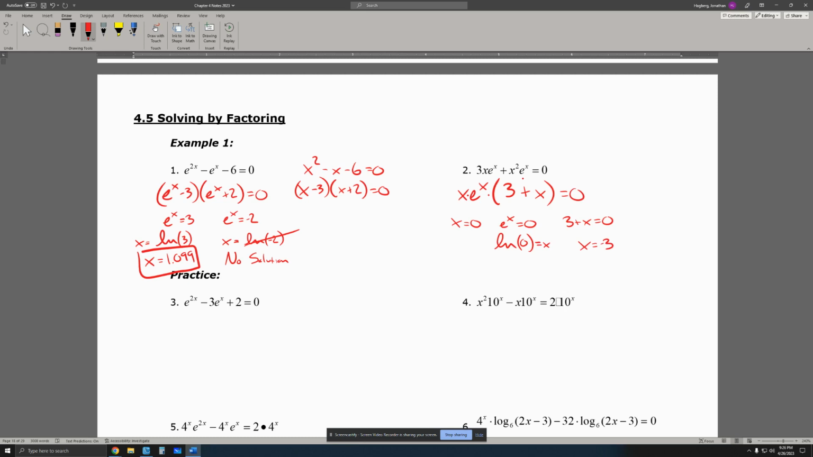All right, so let's check and see if any of these are extraneous. x equals 0 is a solution. You can plug in e to the 0. That evaluates to a real number. That number's 1.